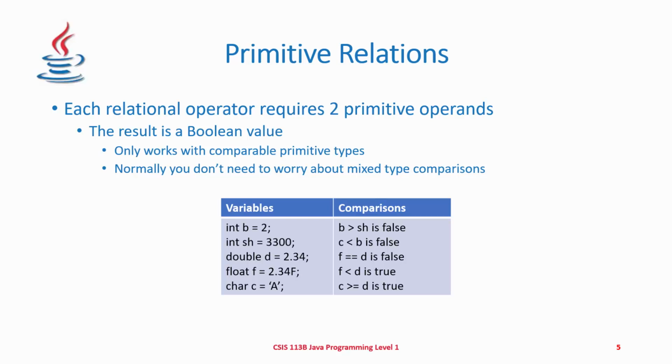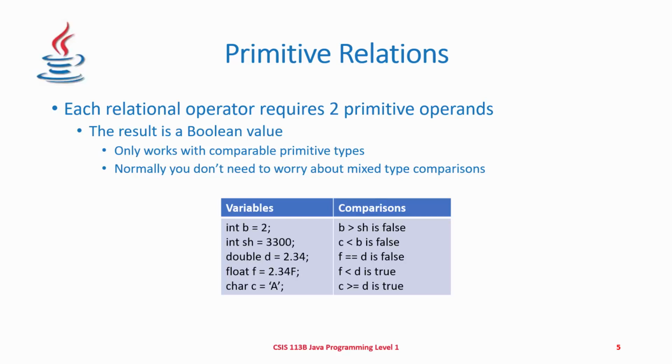In the chart at the bottom of this slide, you'll see we have two columns, variables and comparisons. We've got an int b equal to 2, an int sh equal to 3300, a double d equal to 2.34, a float f equal to 2.34f, which means you're assigning it as a float value. You couldn't assign just 2.34 to a float f, you'd get an error. So you have to put the capital F at the end to indicate that that's specifically a floating point value. And then char c is the capital letter A. So let's see the comparisons.